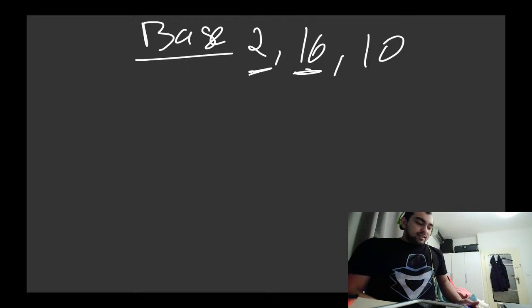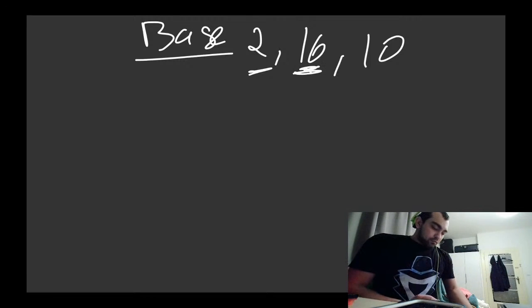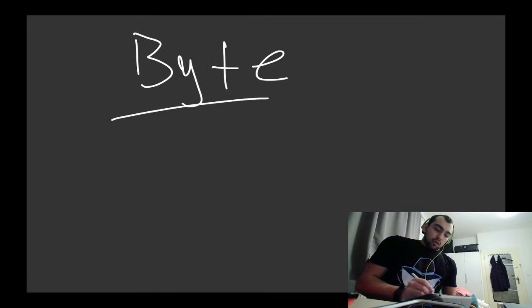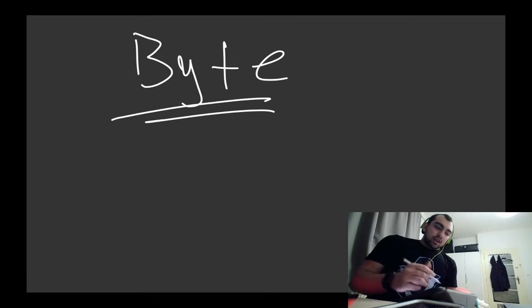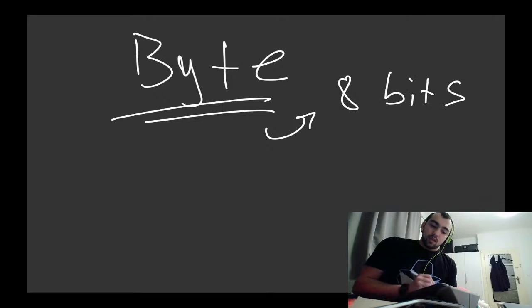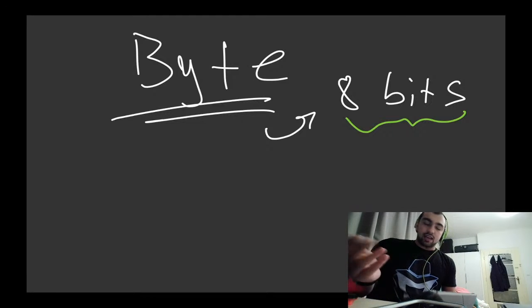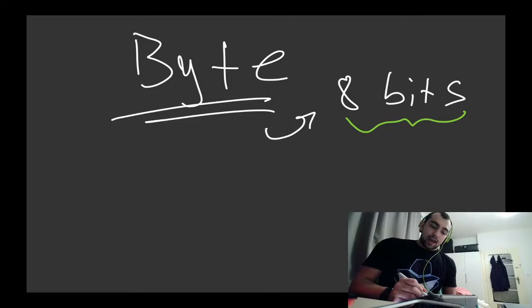Now, why is base 16 helpful? Well, it's kind of a little side note, but let's talk about what a byte is. A byte, if you look up the definition, is 8 bits. And what are bits? Well, a bit is a binary digit, a base 2 digit, so it's either 0 or 1. So it's 8 digits of either 0 or 1.